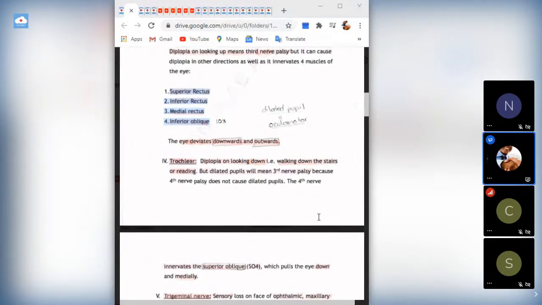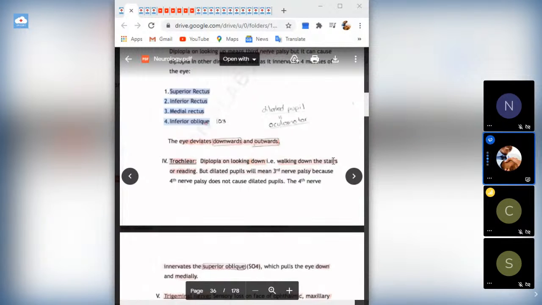It's a palsy of the superior oblique. The patient cannot look down and in. That's what it means. So in situations where a patient needs to look down and in, like climbing a staircase, the patient is going to have a problem, because when you're climbing, you have to look down and in. Okay, so walking down the stairs or reading.